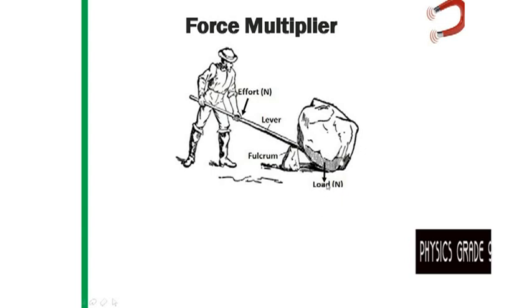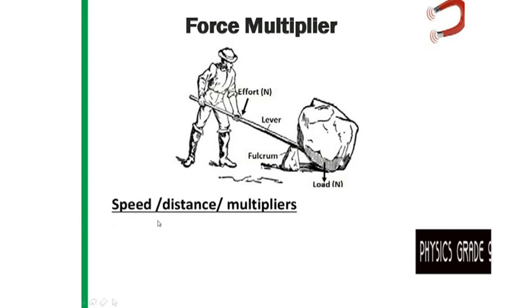So the load is going to be much, much larger when you apply a smaller effort and a larger effort distance compared to a larger load and a smaller load distance. So in other words, this device, this lever, is actually multiplying the force. So that way, you can apply a small amount of force, and that will then produce a larger amount of force in order to lift the object.